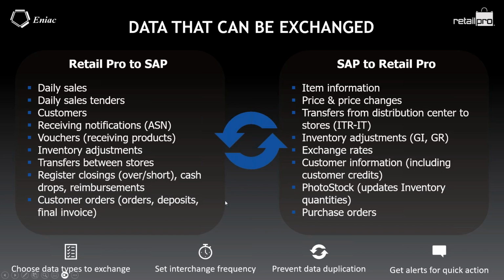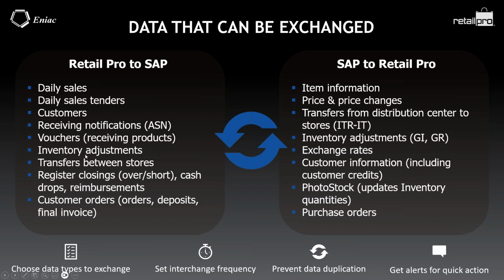Once we receive the merchandise in Retail Pro, as I explained, with the ASN document that tells the physical store which products they are going to receive, in Retail Pro you create a voucher. That is the document that updates the inventory in the physical store. That voucher, we have to send it to SAP because we need to keep the inventory synchronized. So the link automatically will send that information.